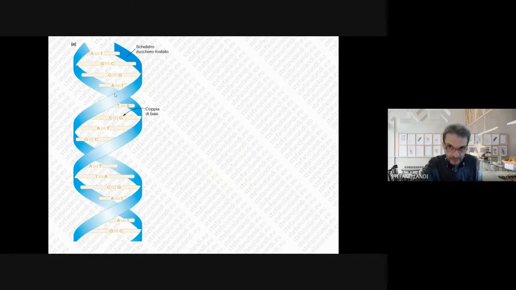The main backbone is composed of deoxyribose, so the sugar, plus phosphate, so the alternance between sugar and phosphate, sugar and phosphate, sugar and phosphate. And this sort of ladder has these steps, and these are composed by the bases. A is paired to T, and G is paired to C. So this is the classical model of the DNA double helix. We have to say more about that.